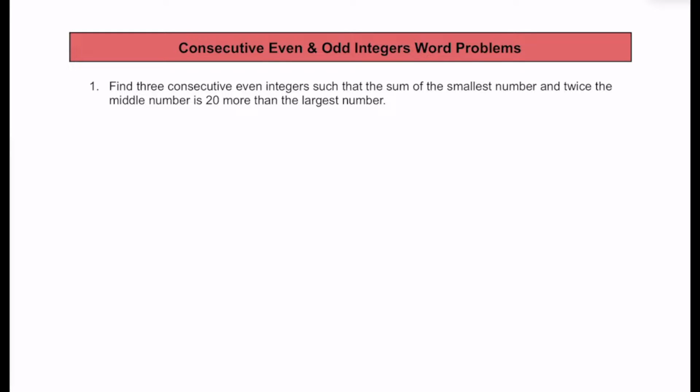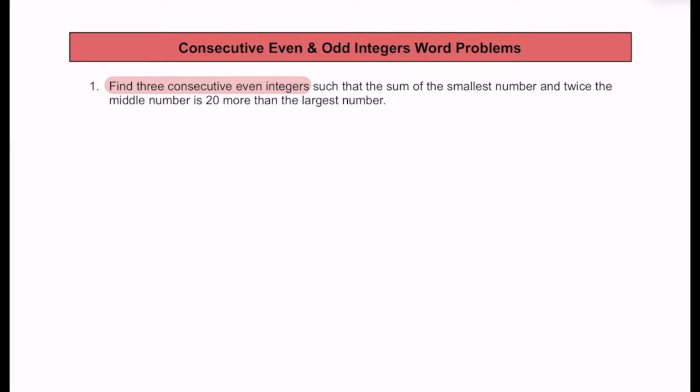In this video, let's go ahead and practice solving some consecutive even and odd integers word problems together. In this first example, we're going to find three consecutive even integers such that the sum of the smallest number and twice the middle number is going to be 20 more than the largest number.